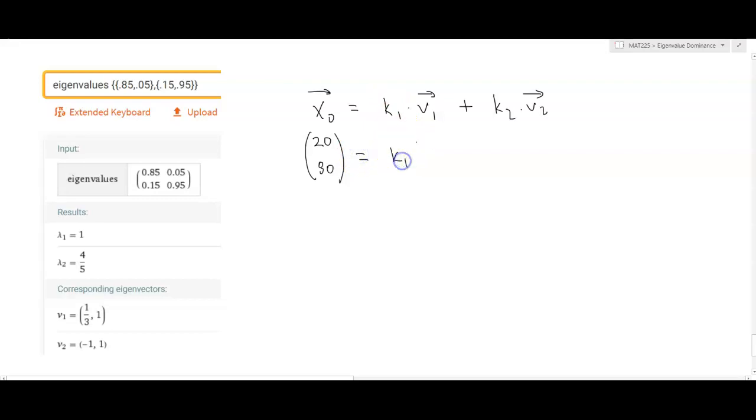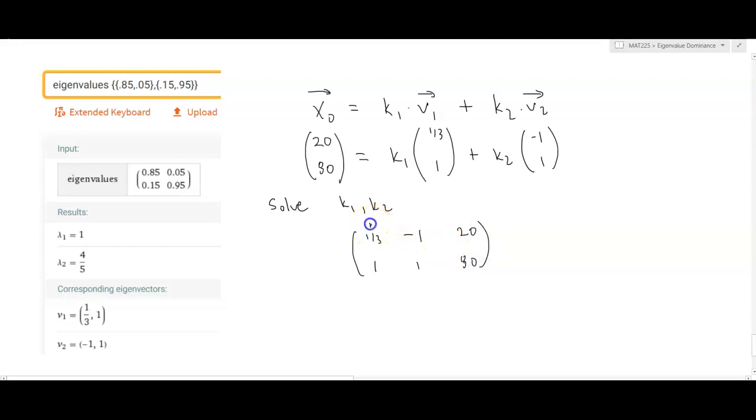So now we have k1 times v1, which is the 1/3, 1 vector, plus k2 v2, which is the -1, 1 vector. And now we need to solve for k1 and k2. So that means we have a system of equations. Coefficients of k1 are 1/3 and 1. Coefficients of v2, or k2, are -1 and 1. And then we want to achieve the constants 20 and 80.